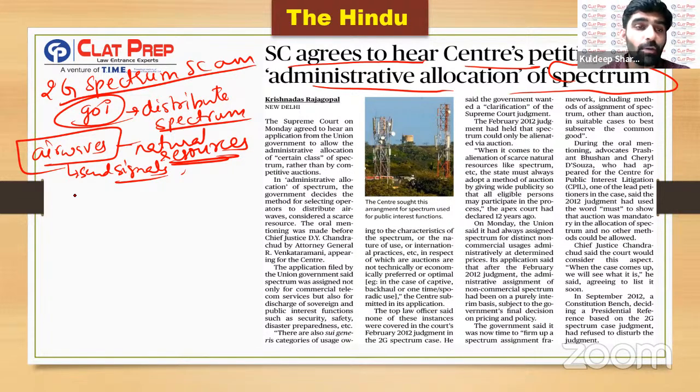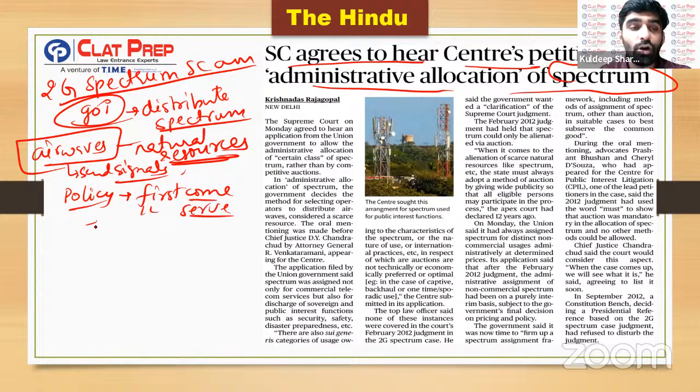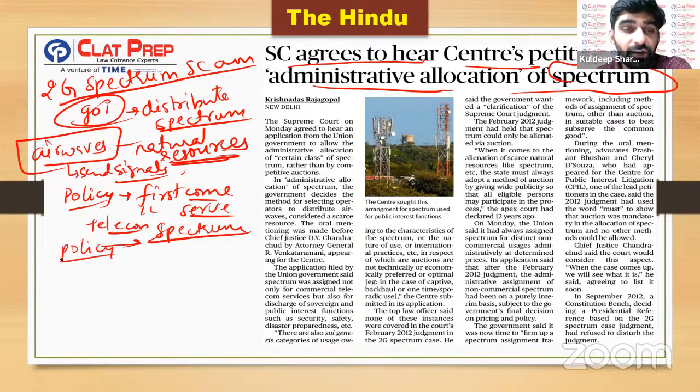And the policy which the government of India was following at that time was actually first come, first serve. So let's say you are a telecom company and you approach the telecom ministry that I want to start telecom services and I want the spectrum. So there they were asking you for a nominal charge and they were awarding the spectrum. So what happened was that this first come, first serve policy was challenged in the Supreme Court.